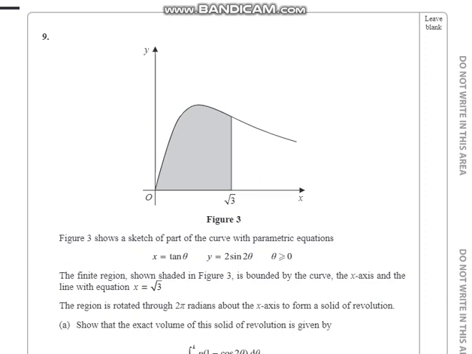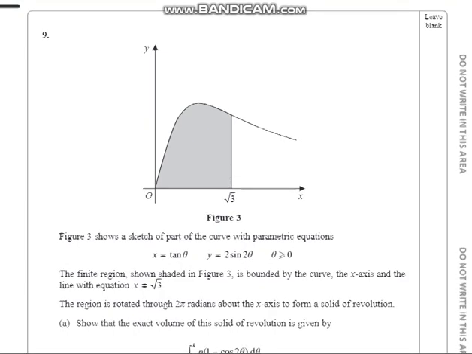The ninth question is: Figure 3 shows a sketch of part of the curve with parametric equations x equal to tan theta and y equal to 2 sine 2 theta. The finite region shown shaded in Figure 3 is bounded by the curve, the x-axis and the line with equation y equal to root 3. The region is rotated through 2 pi radians about the x-axis to form a solid of revolution.